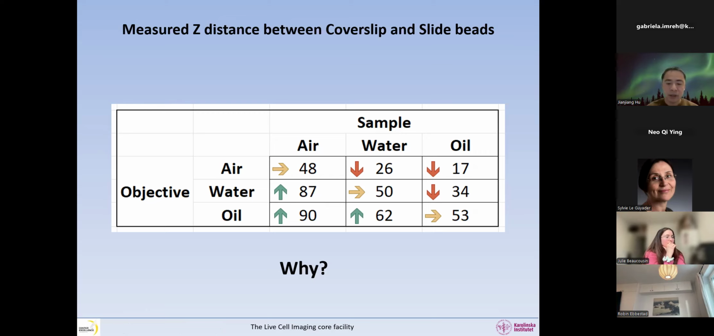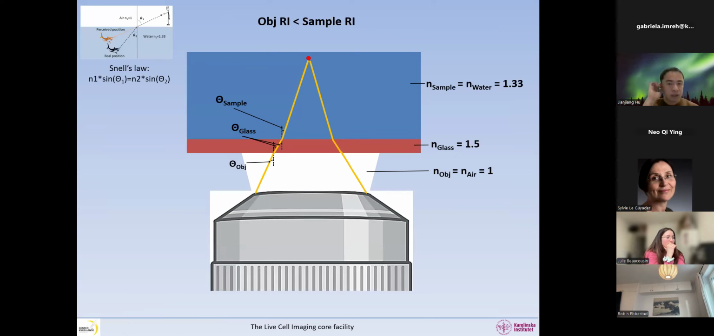Actually, Sylvia already explained quite well in her lecture, but I will just repeat a little bit, maybe with a little bit of change, so I hope you can understand better, because everything comes from Snell's law and this refractive index mismatch.